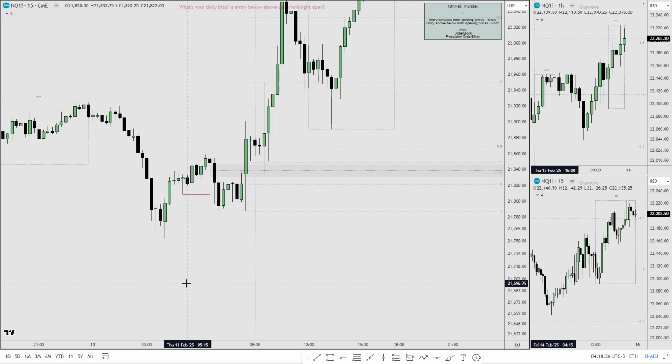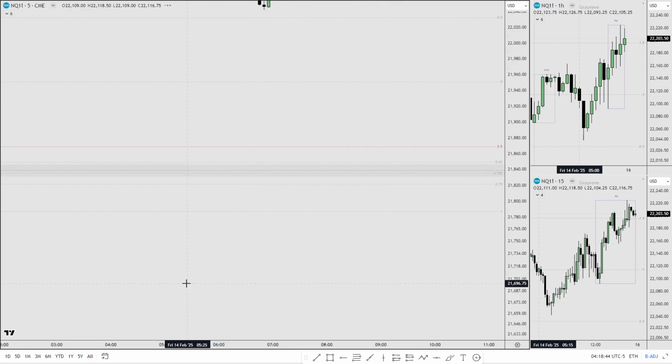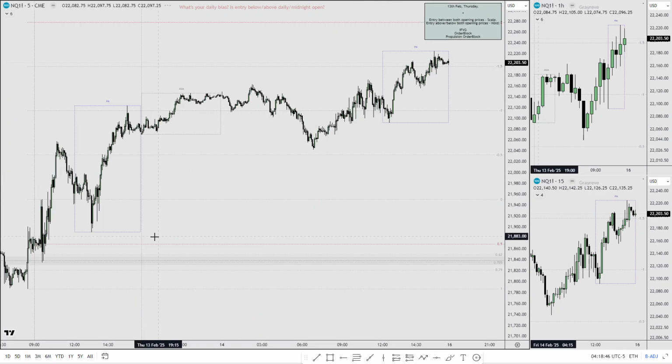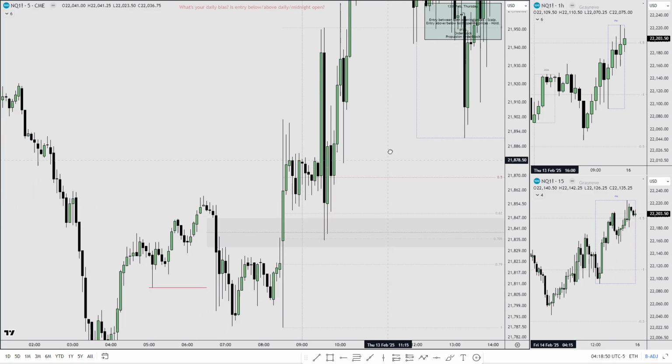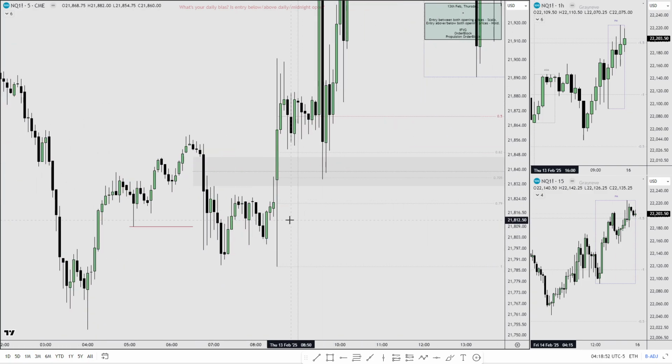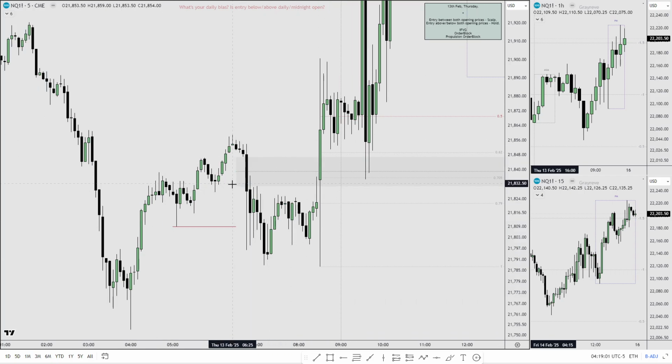Okay, for me, I use inversion fair value gaps that have been utilized before to form important highs and lows. Dropping down to 5 minutes, you'll be able to see what I mean. Now, that 15 minute inversion fair value gap was not utilized to take out any highs and lows. If you drop it down to the 1 minute, you'll be able to see. Right here on the 5 minutes, we have this inversion fair value gap.